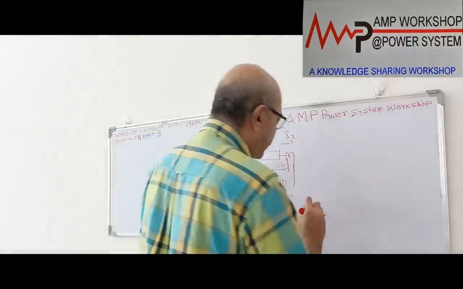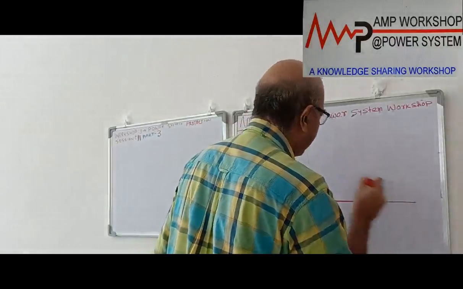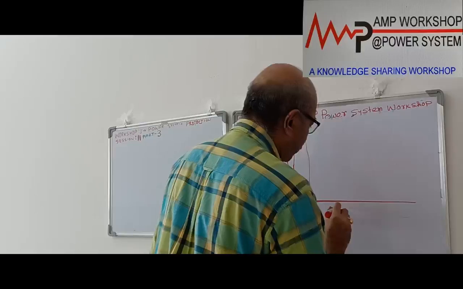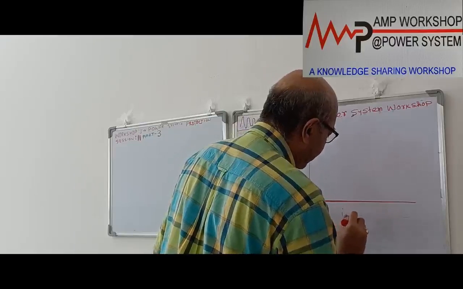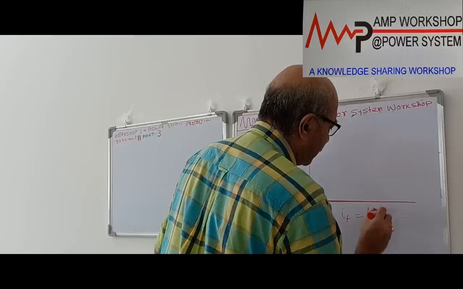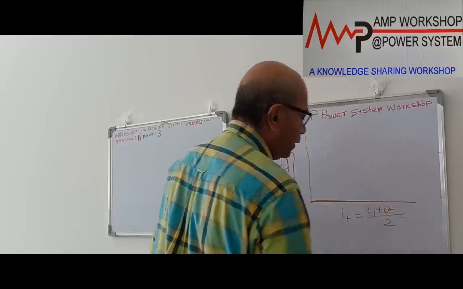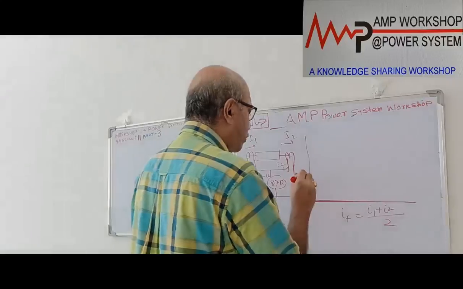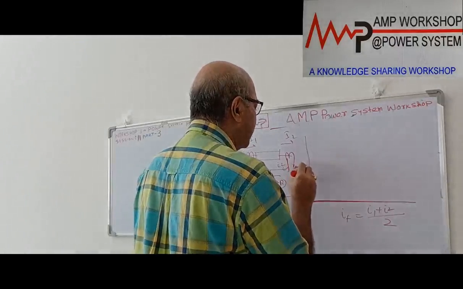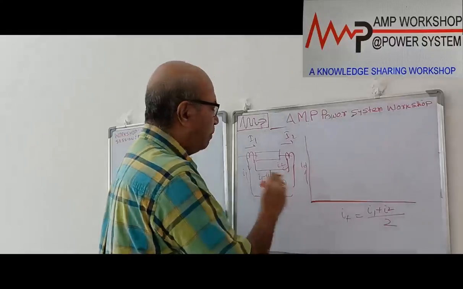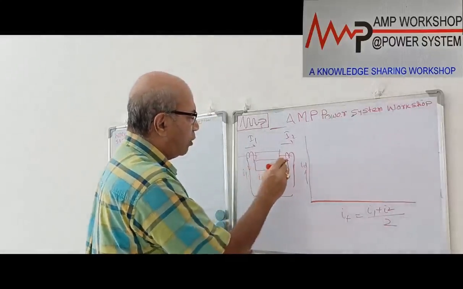Okay. So in this case, this is how the characteristic would be. Suppose this way we are drawing I fault current, that is equal to (I1 plus I2) by 2. That is the average current. And this way we are drawing the ID current, the differential current, which can pass through the relay. We are showing only 2 CT.